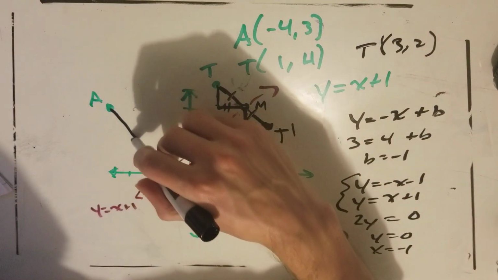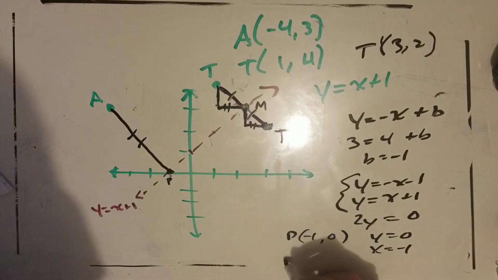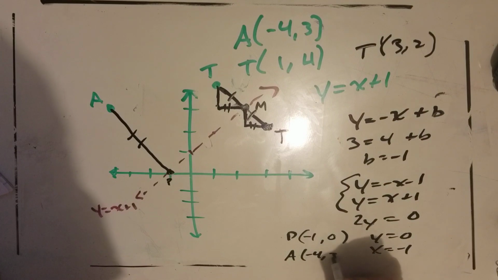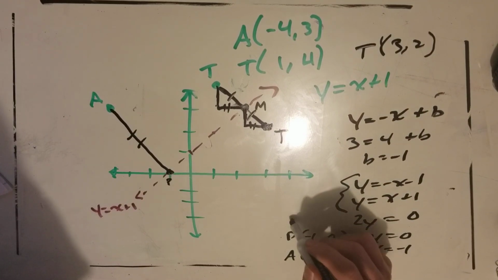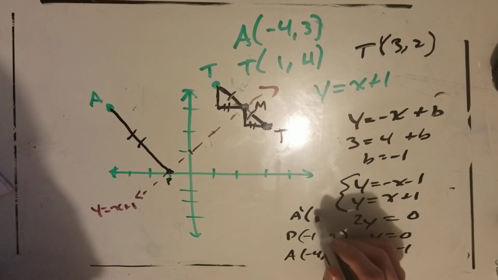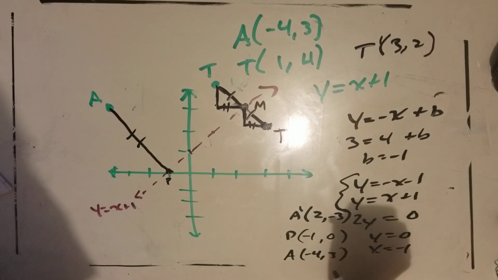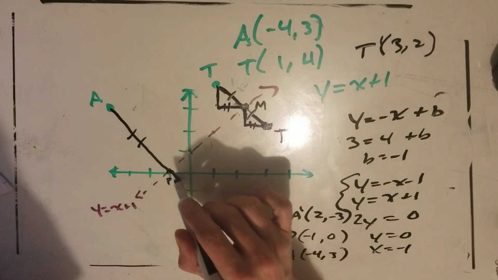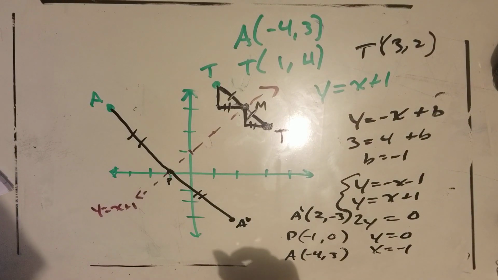From A to P is going to be the same distance as from P to A prime, so P is the midpoint. A was -4 to 3, so you went up 3. So for A prime, you go up 3, and you went down 3, so you're going to go down 3. So it's going to be 2, -1, 2, 3. We're right about here. And that's your A prime.